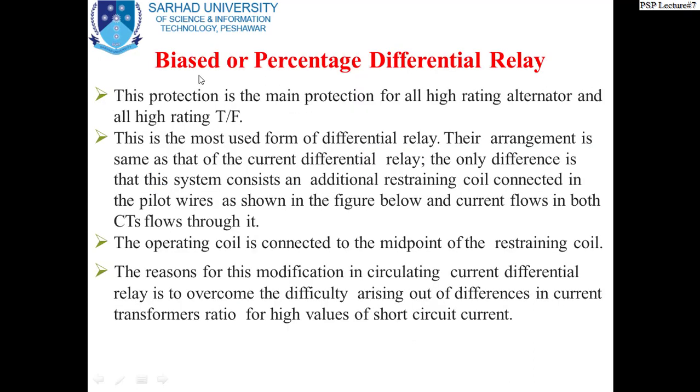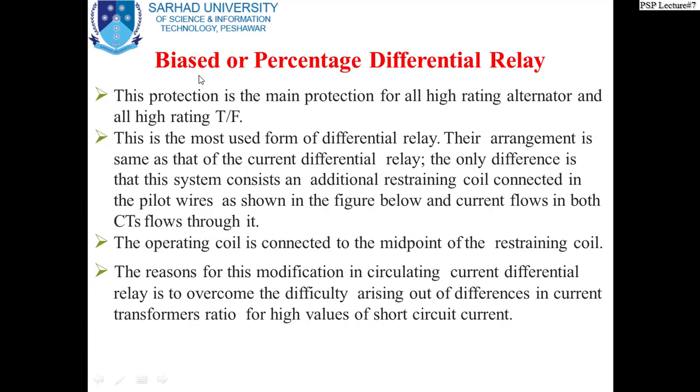Now getting into a very interesting type of differential protection, that is bias differential protection, or percentage differential protection. The previous protection which we considered was simple differential protection. There was no biasing force of that type there.